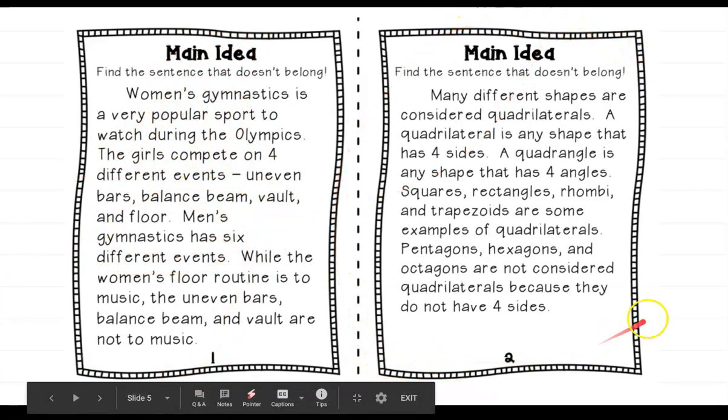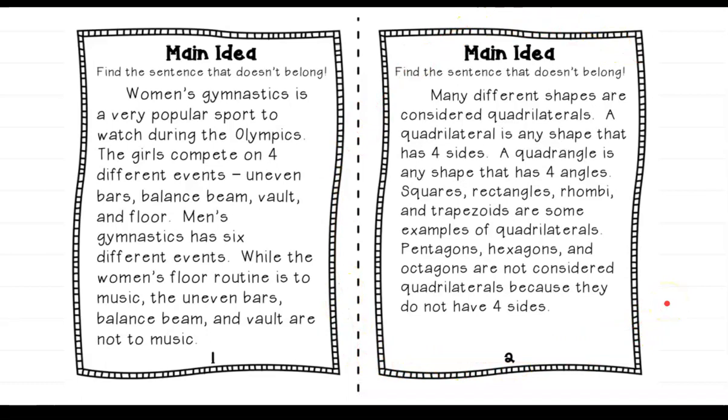Now let's read this one. I'll read it out loud, and I want you to think on your own of what sentence does not belong or does not support our main idea. Many different shapes are considered quadrilaterals. A quadrilateral is any shape that has 4 sides. A quadrangle is any shape that has 4 angles. Squares, rectangles, rhombi, and trapezoids are some examples of quadrilaterals. Pentagons, hexagons, and octagons are not considered quadrilaterals because they do not have 4 sides. So think about what sentence there does not fit.